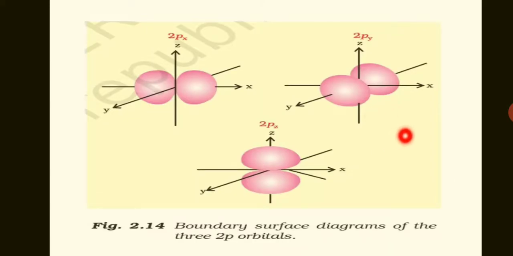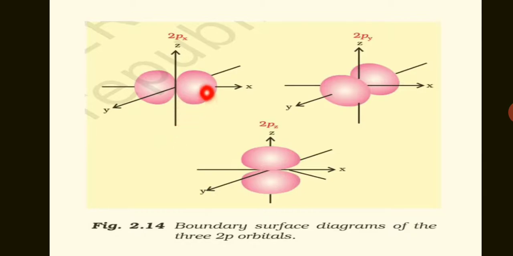Similarly the 2p orbitals, 3p orbitals, 4p, 5p or 6p orbitals look dumbbell shaped. So here we have written 2px, that means we are talking about 2p orbital. If here is written 3px, then we are talking about 3p orbitals.